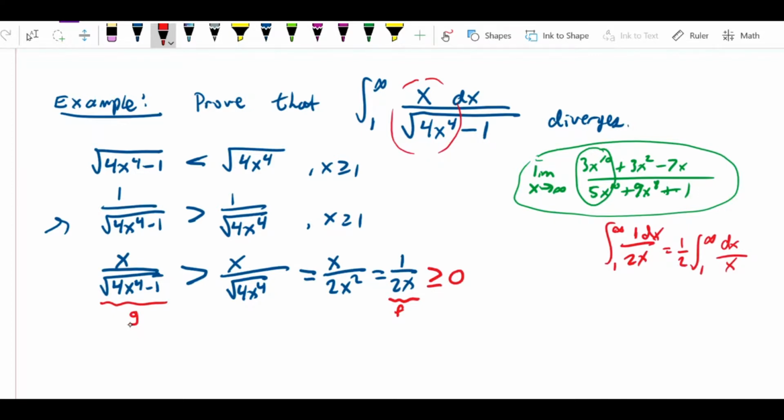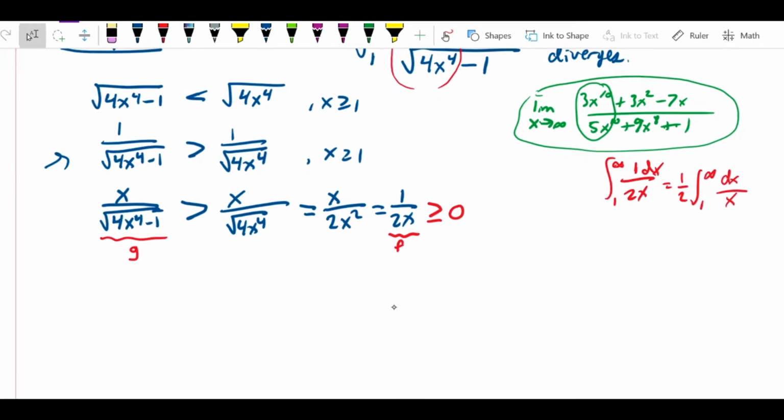So what we can say is that if the integral of 1 over 2x diverges, then this integral, x over the square root of 4x to the fourth minus 1, since the expression has to be greater than that, must also diverge. So we form the inequality correctly. Just to write it in the direction the comparison test writes it, 0 is less than 1 over 2x, which is less than or equal to x over the square root of 4x to the fourth minus 1.